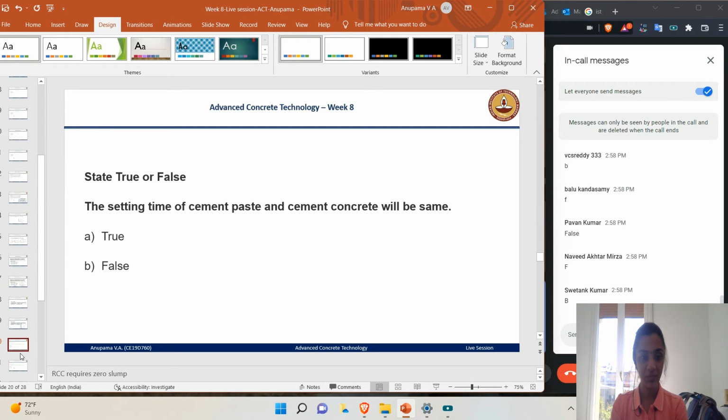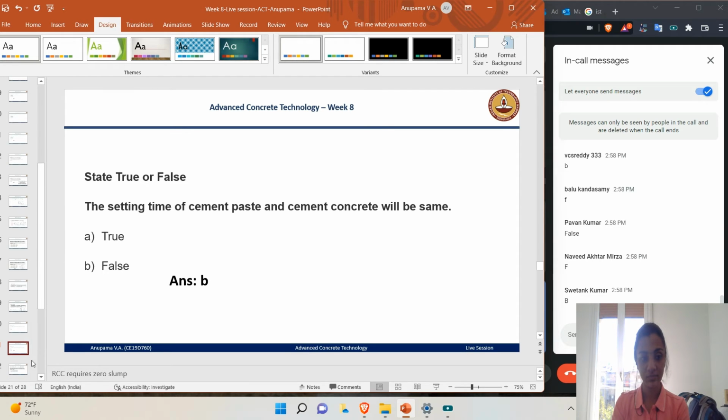Okay. So yeah, moving on to the correct answer. The correct answer is false. Paste and concrete setting times will differ. Concrete will also have the effect of aggregates, which is different from that of the cement paste. So the setting time will be affected. Hence the setting time of cement paste and cement concrete will not be the same. So the correct answer is false.